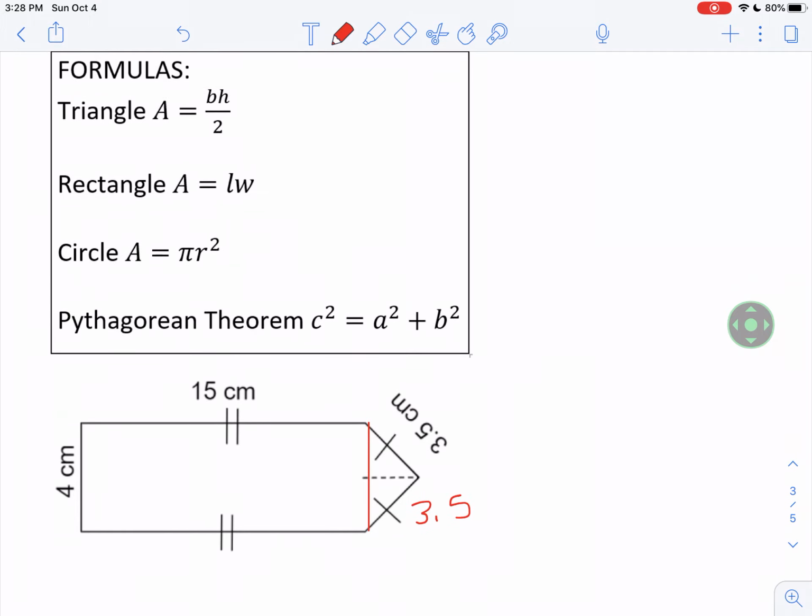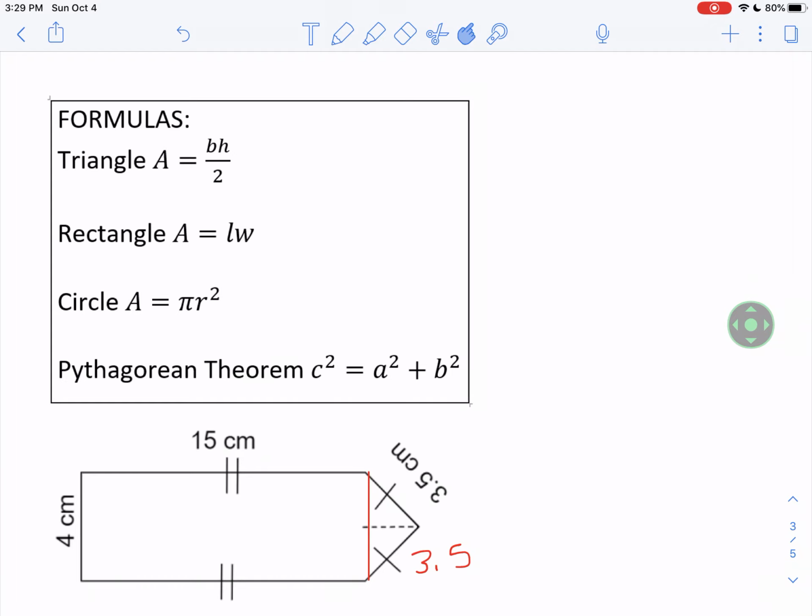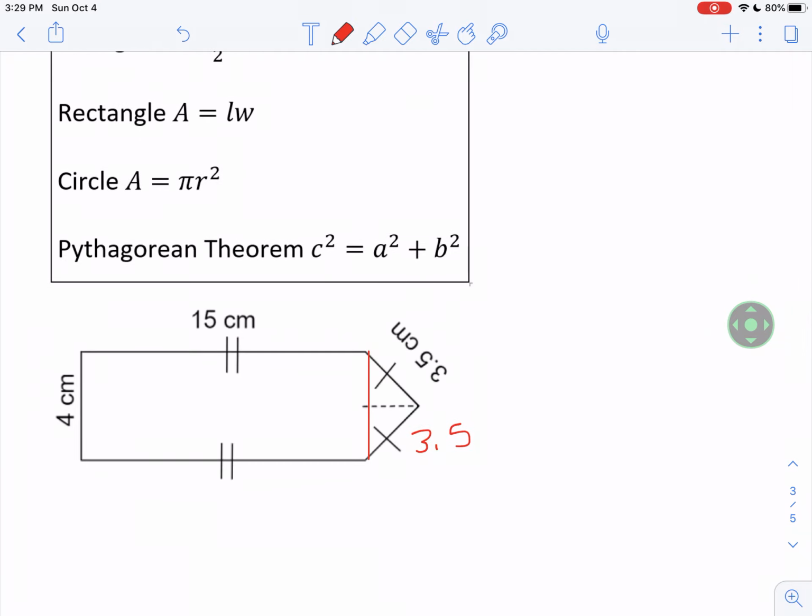The area of a triangle is base times height. Remember, there's a times in there. We just don't write it. Divided by 2. So the base is down at the bottom.